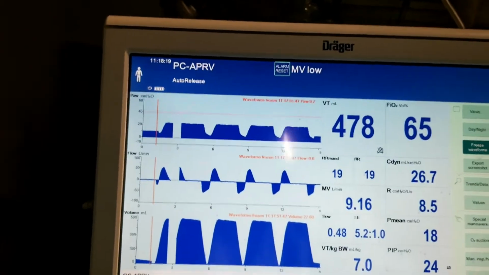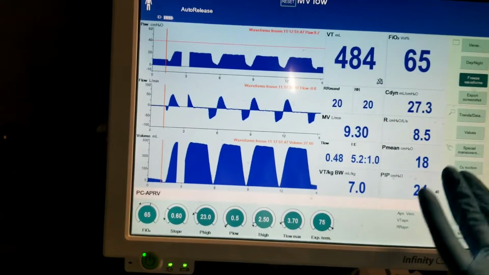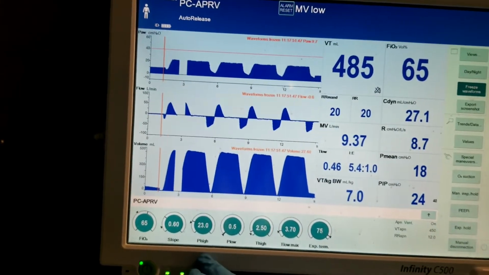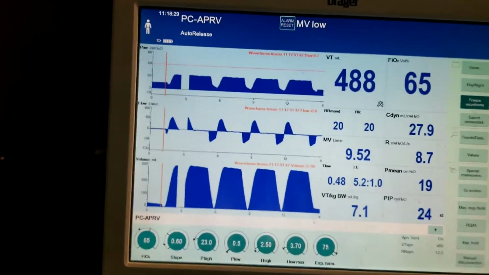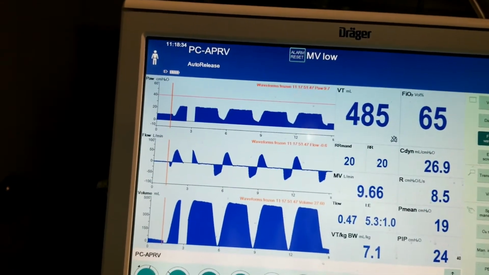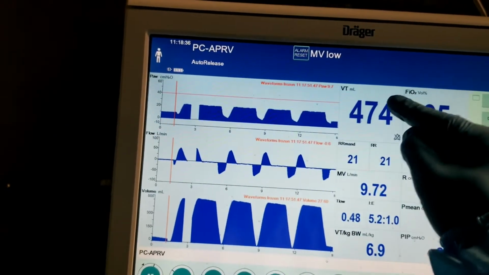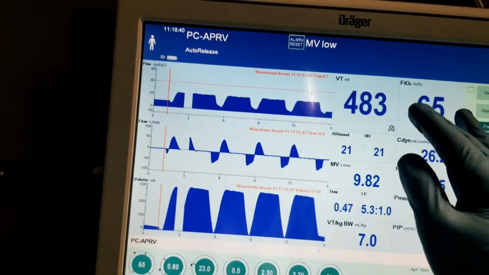The P high could be in a way equivalent to the plateau as far as distending of the lungs. So we have this under 30, so that's also quite safe. What I did here was I tried to wean the P high from 25 to 23. I was at 25 P high around 483.